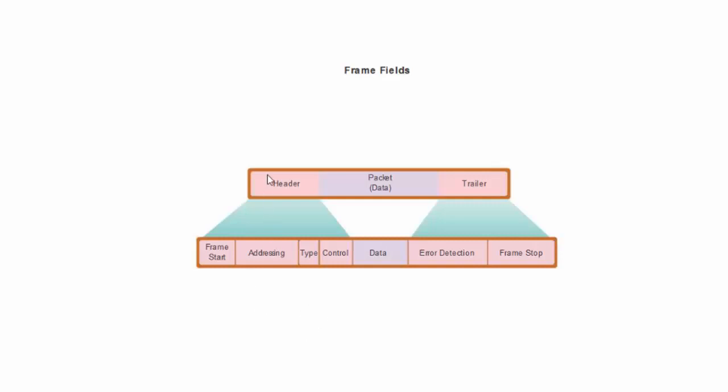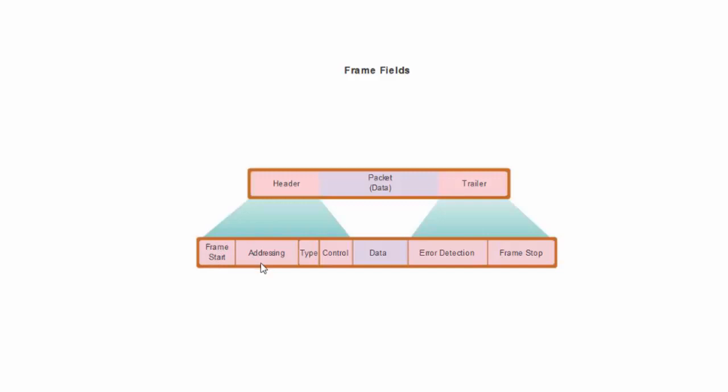So it defines the header to include these four fields, and which includes the frame start and frame stop. The frame start and frame stop indicate to the receiver that this is the start of a new frame and this is the end of the frame. So the frame start and stop simply define the beginning and end of a specific frame.